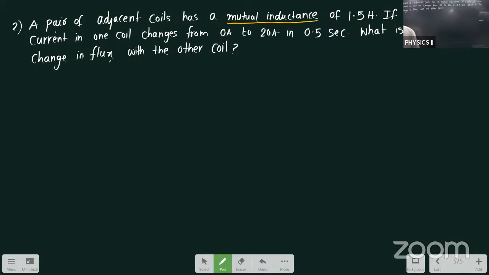Again, same thing is given here. A pair of adjacent coils has a mutual inductance of 1.5 Henry. If the current in one coil changes from 0 amperes to 20 amperes, in how much time has he given? 0.5 seconds. What is the change in flux with the other coil? Please try to do this problem.